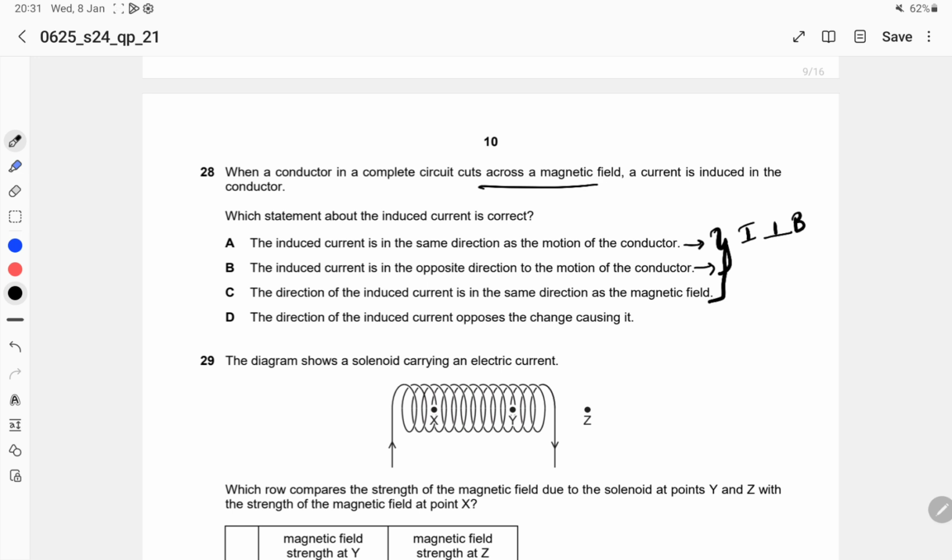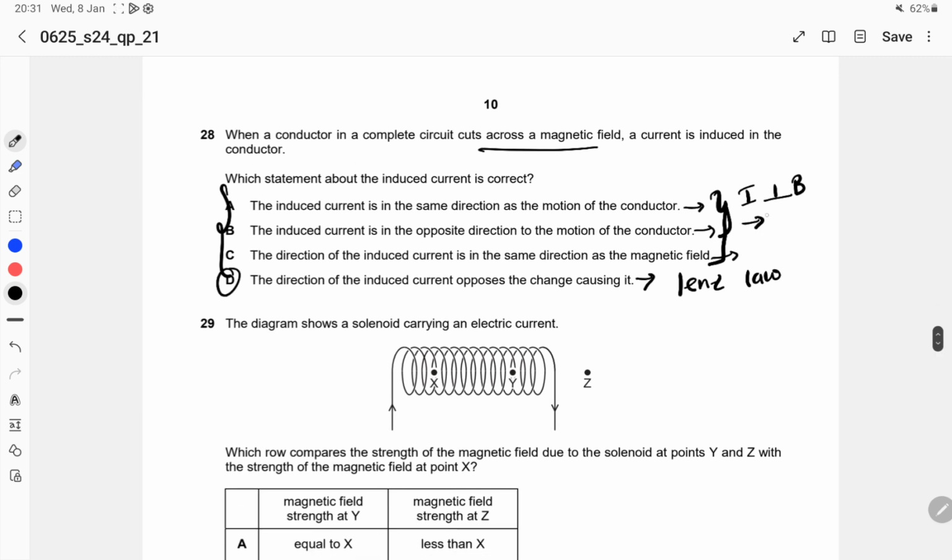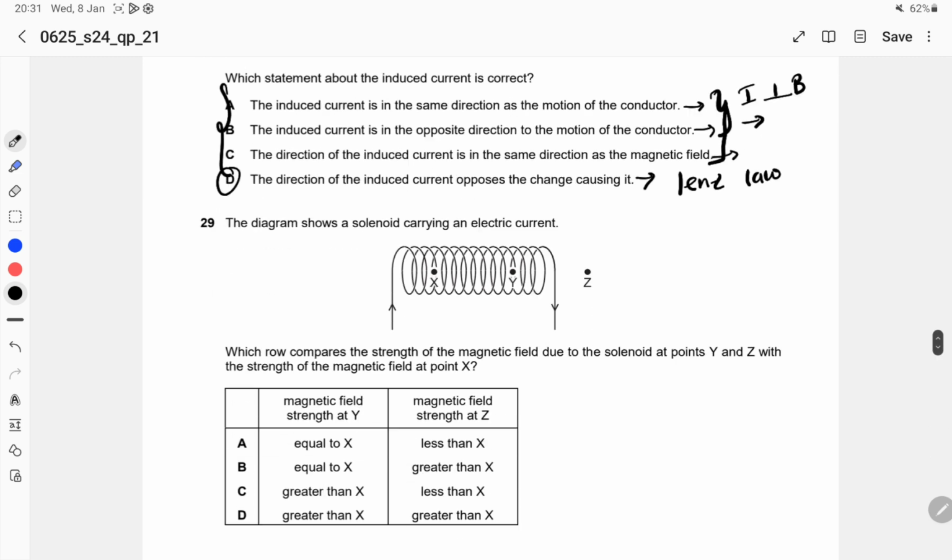That is how you use your left and your right hand rule, right? Whenever you use your left or the right hand rule, if you look, your magnetic field and your current always have to be perpendicular, which means A, B, C are wrong. So you are only left with option D. And this is what your Lenz's law talks about. Actually, I'm sorry, this should be Faraday's law. Okay, and Fleming's left hand rule. So A, B, C are out.